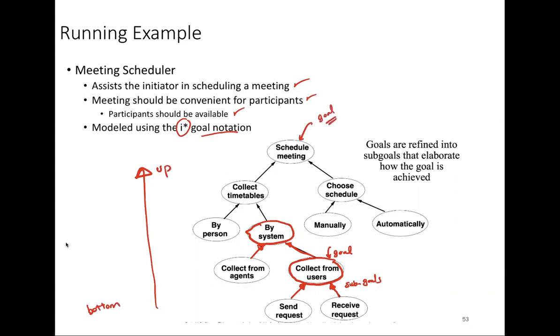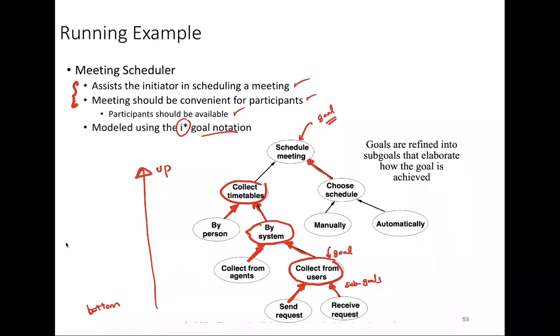And to build a scheduled meeting, according to those definitions, we have to define sub goals. We have to collect timetables, which could be done either by person or by system. From the by system, it could be by agent or by user. From the user, collect information, it could be either by sending or receiving. The same also for the scheduled meeting.